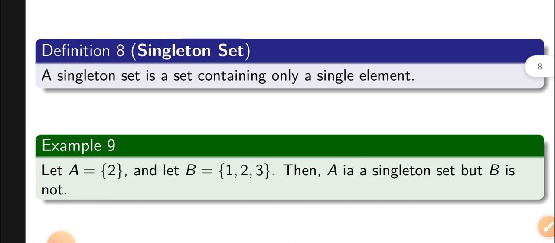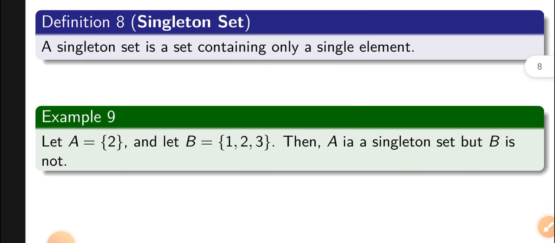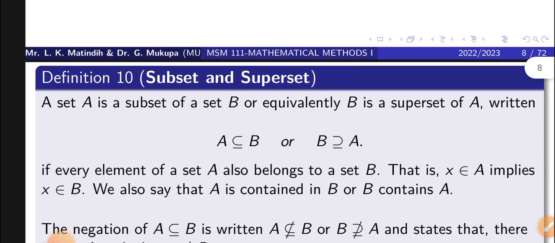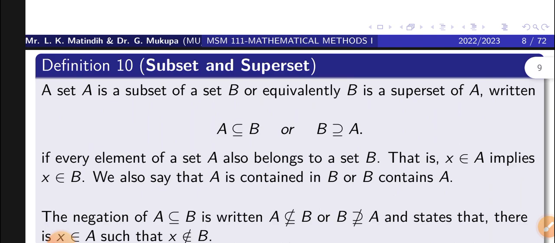Okay, so what is a singleton set? A singleton set is a set containing only a single element, just one element. As you can see, set A is a singleton and B is not a singleton because it contains more than one element.